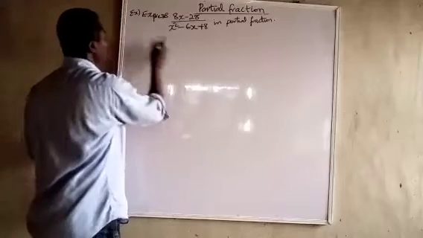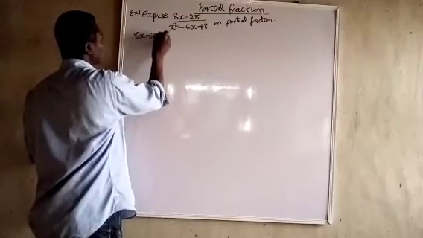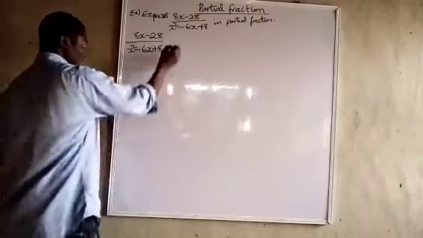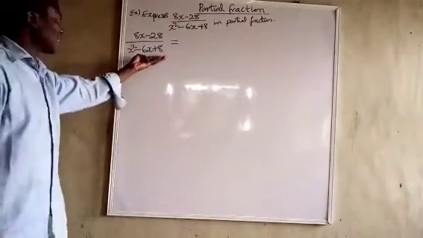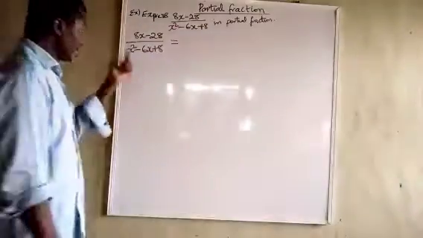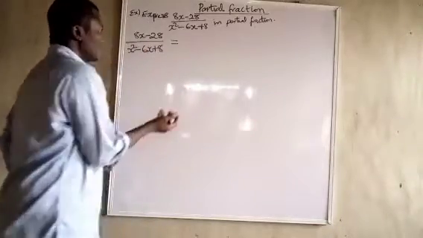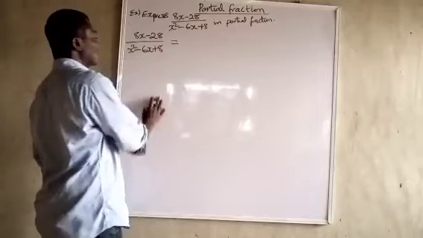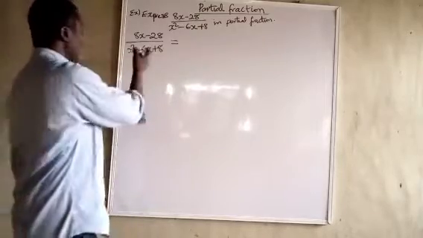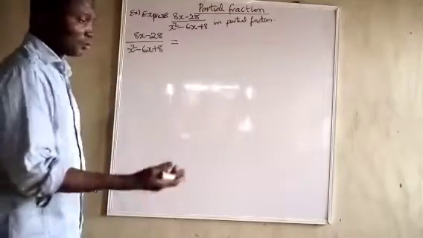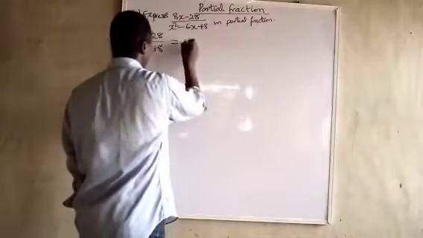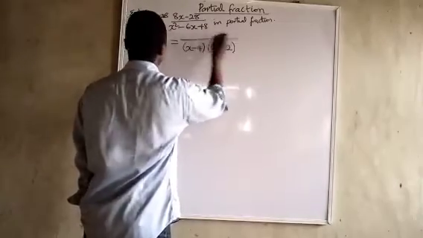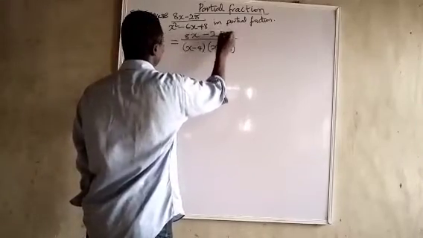We have this expression 8x minus 28 over x squared minus 6x plus 8. Now, the first thing is to express the denominator in its factors. Now, we have two numbers whose sum will give us minus 6 and the product will give us 8. That is minus 4 and minus 2. That is x minus 4, x minus 2. And we have 8x minus 28.